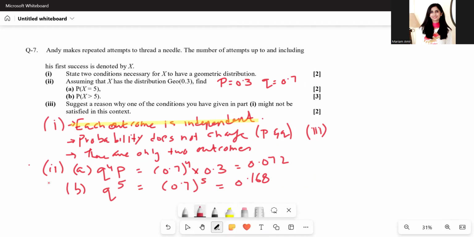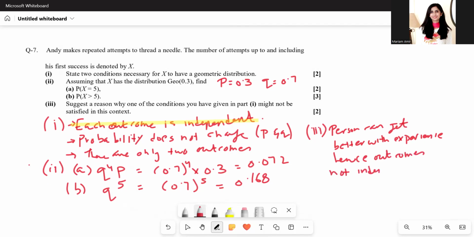So you can write that person can get better with experience, hence outcomes not independent, and p may become greater than 0.3 after some time.